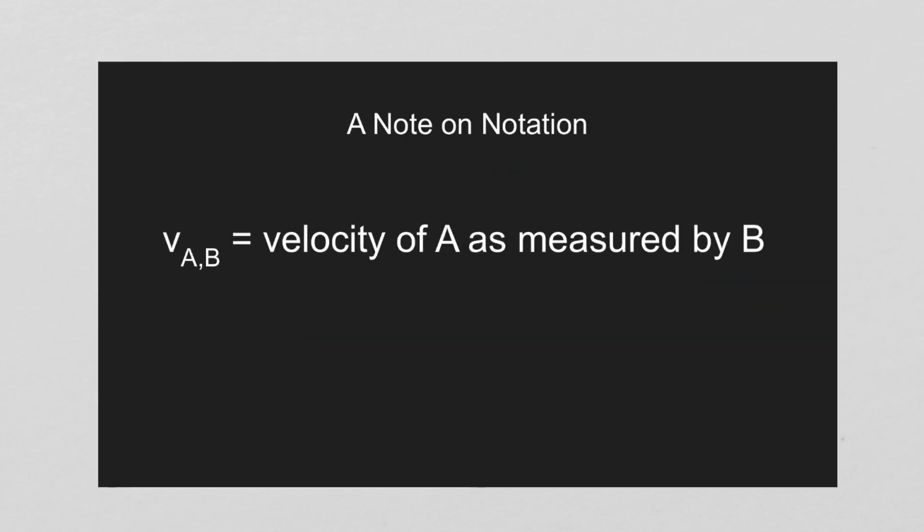A note on notation. This is the velocity of A as observed by B. So this is the person who measures the motion. All right, the second notation. And the first letter is what they're measuring.